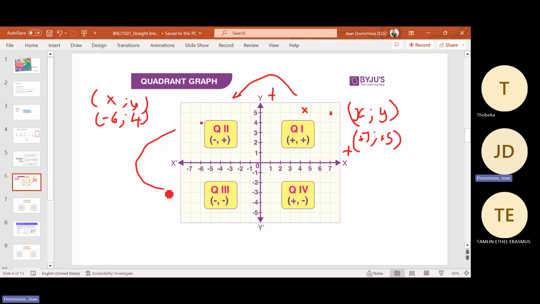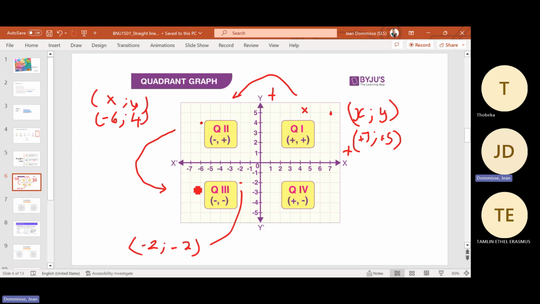When we move from quadrant 2 to quadrant 3, then both your x and y is negative. So if we had that point, that would have been x minus 2 and y minus 2. So when we're in the third quadrant, your x and your y is negative.